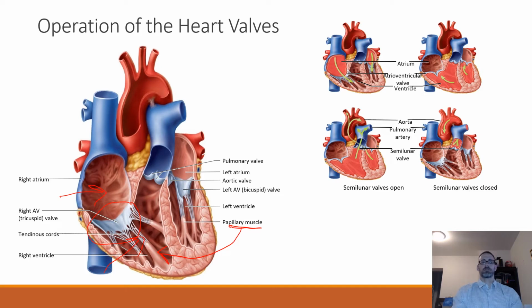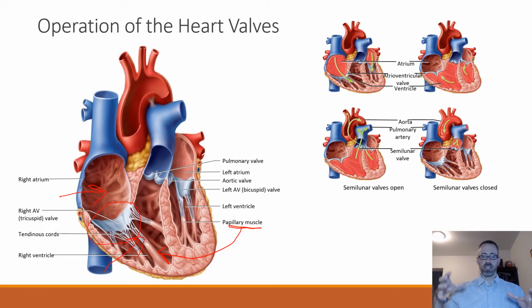These basically act like strings on a parachute, if you will. In other words, when the right ventricle is relaxed, the tricuspid valve is open and loose. But when the right ventricle fills up with blood, it's going to contract as it generates pressure. I don't want to send that blood backwards into the right atrium. I always want blood to flow in one direction. I don't want it to go backwards.